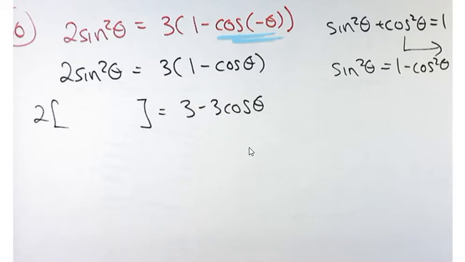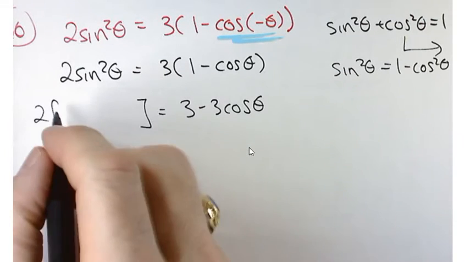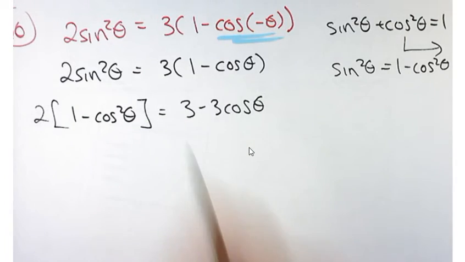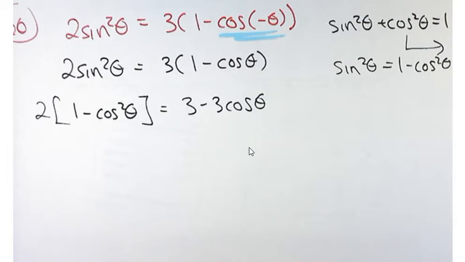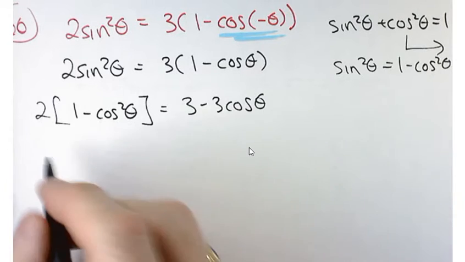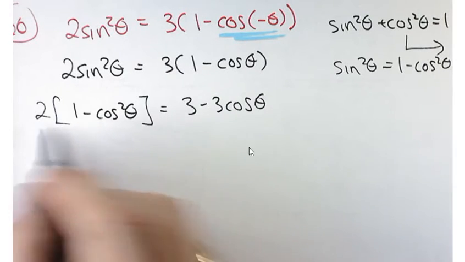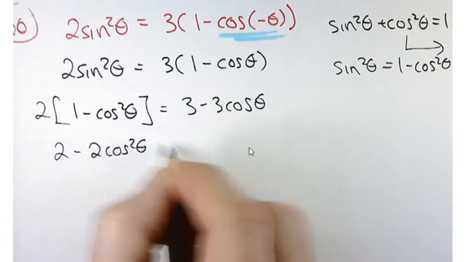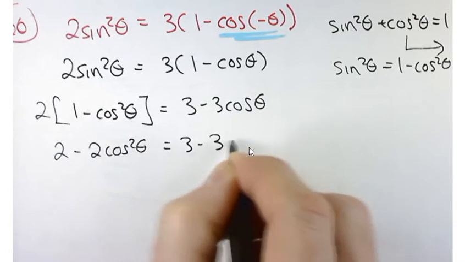Now the reason I'm doing that is I'm trying to transform everything into the same trigonometric function. 1 minus cosine squared of theta. Okay. Let's distribute that 2. 2 minus 2 cosine squared of theta equals 3 minus 3 cosine of theta.